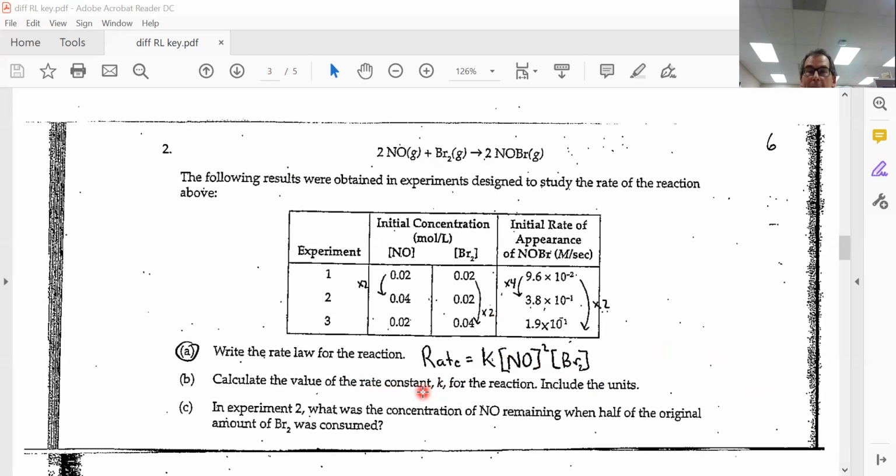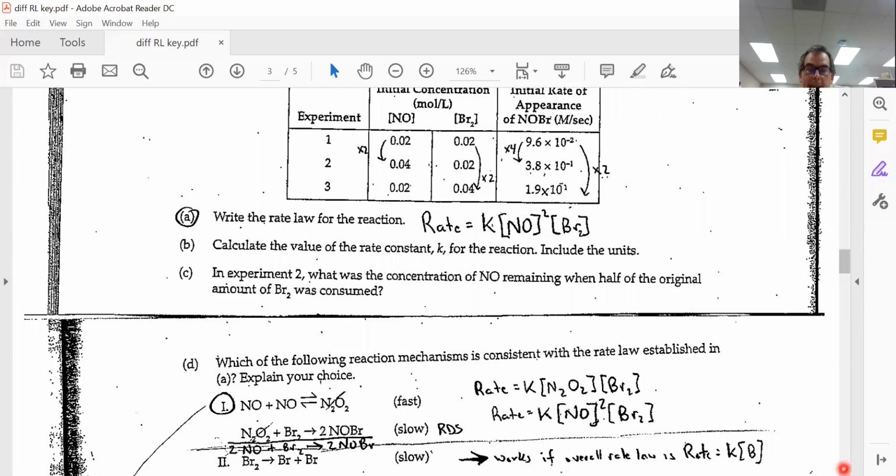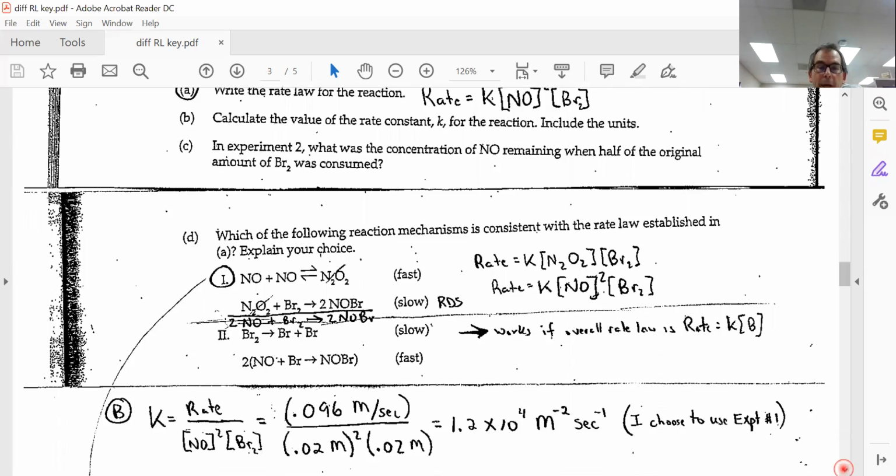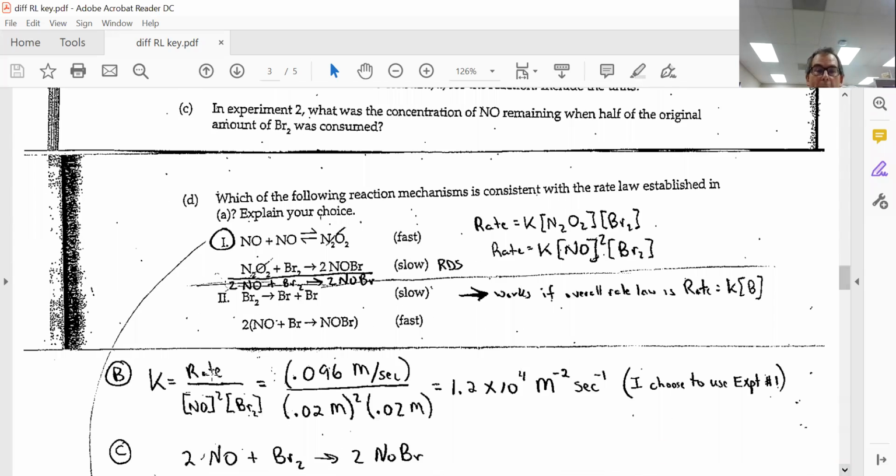So again, we could look at any experiment. I chose experiment number 1, and I'm solving for k. I know the rate, I know NO, and I know Br2. So I'm just taking this data and solving for what I don't know, the k. Once I know the rate constant, unless I change the temperature, I can solve for other things. I plugged in the values for experiment 1, and I get 1.2 times 10 to the 4.